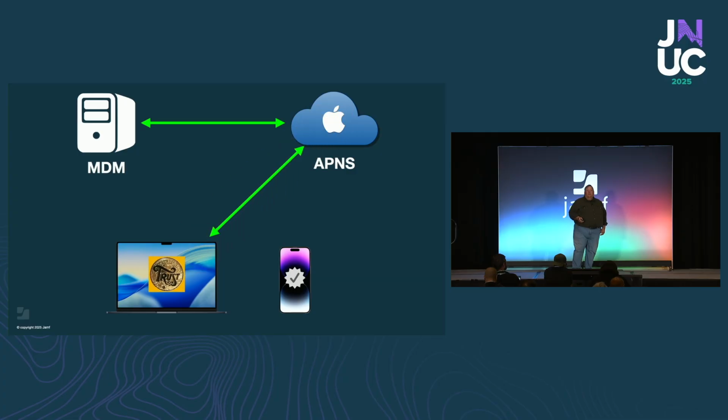Next, APNs is going to forward the notification to that device. The device will verify that the topic, token, and push magic match, and then it'll accept that notification. The device will send feedback via APNs that it successfully received and decoded the information. And in response to the notification, the device will now check in with the MDM and get whatever command or configuration settings the MDM has for it.